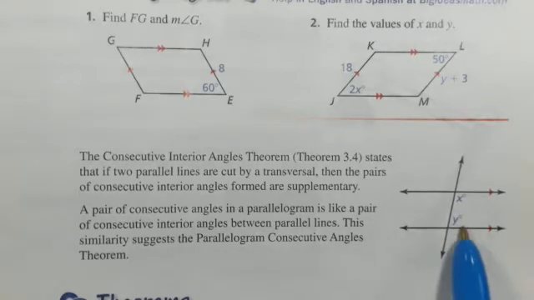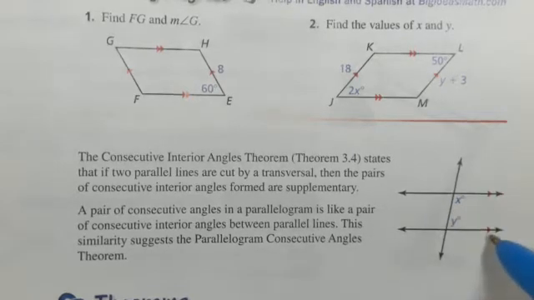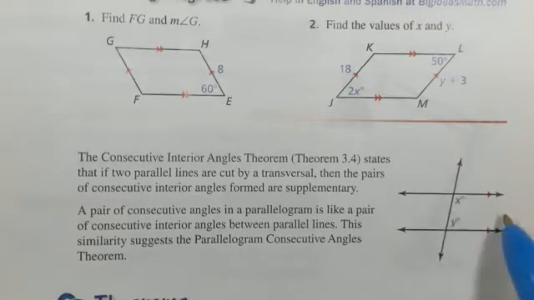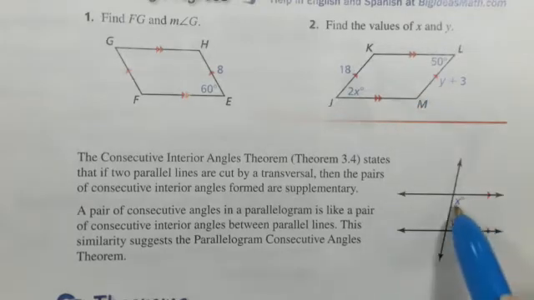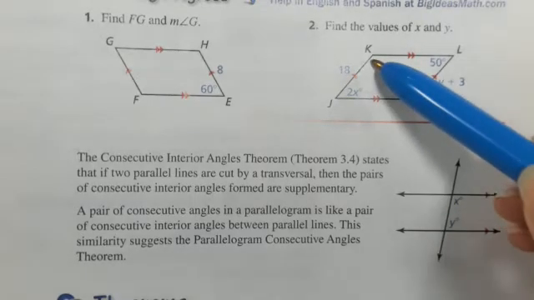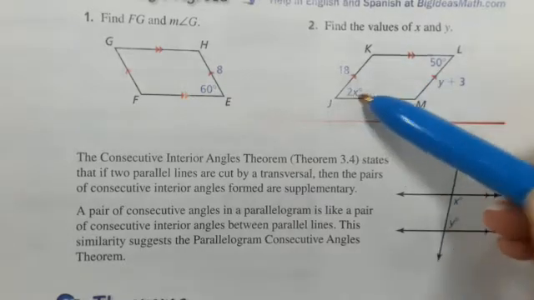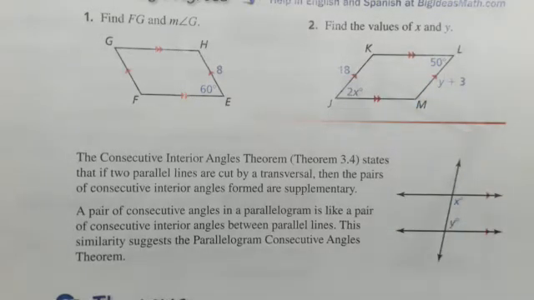So just like that, if we were to add another line and make it parallel to this one right here, this is how this relates to parallelograms. Our consecutive interior angles are also supplementary. So angle K, not congruent, supplementary. So angle K would be supplementary to 2x.